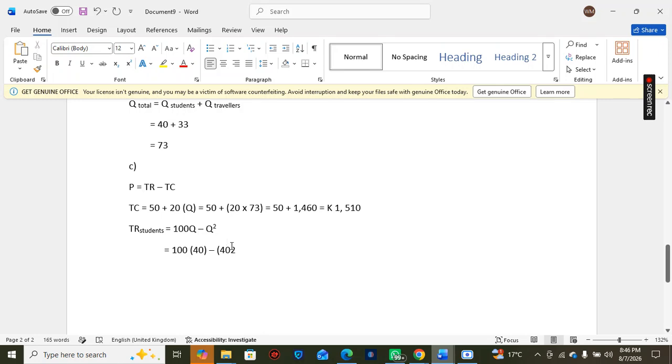Yes, so we have 40 times 100, that is 4,000, minus 40 squared, that's 1,600. Total revenue 3,400 for students.